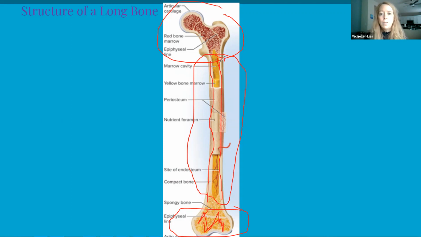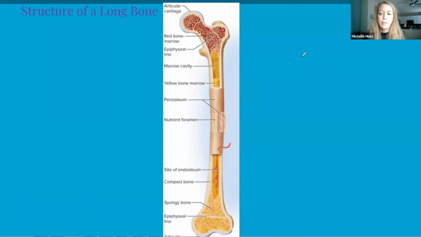There's also a hollow spot. Let me put this in yellow. There's a hollow spot called the medullary cavity inside long bones. And what's stored inside there when you're an adult is yellow marrow, so mostly fat. But when you're a kid or a child, it's red marrow. We'll talk about red marrow more, like what its functions are, later. But red marrow is really important for cell production. All right, so down here at the ends, this is where we find spongy bone.